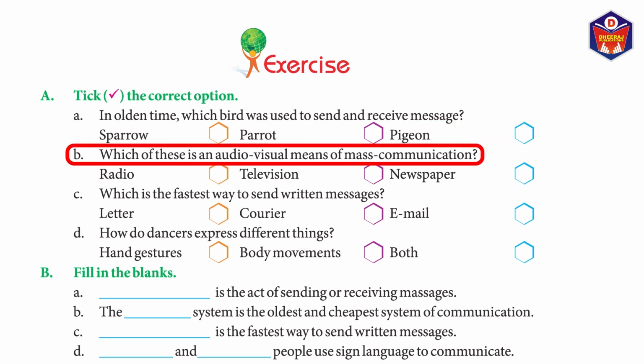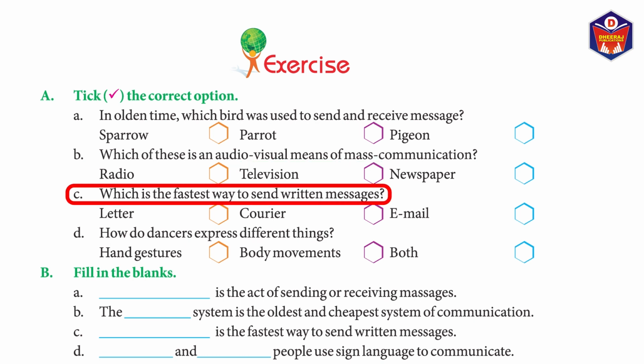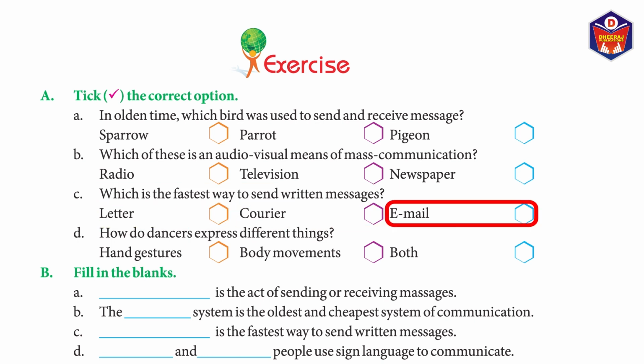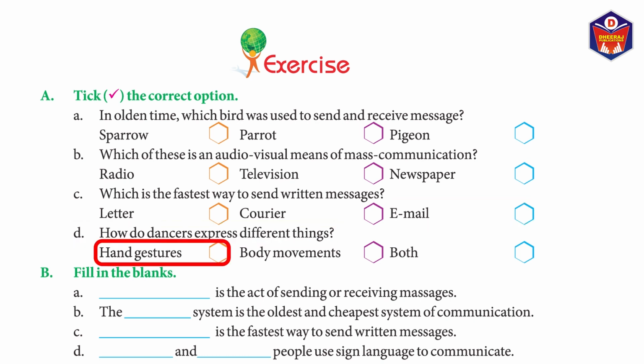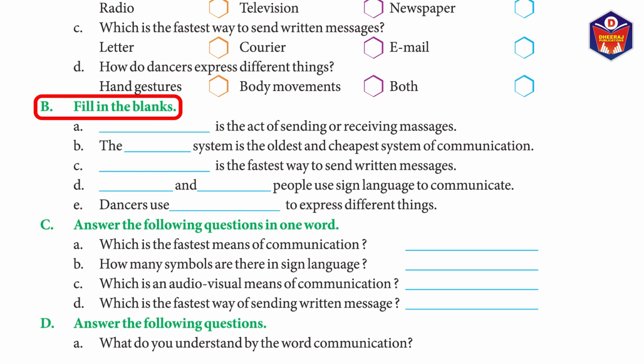B. Which of these is an audio-visual means of mass communication? Radio, television, newspaper. Answer: television. C. Which is the fastest way to send written messages? Letter, courier, email. Answer: email. D. How do dancers express different things? Hand gesture, body movements, both. Answer: both.